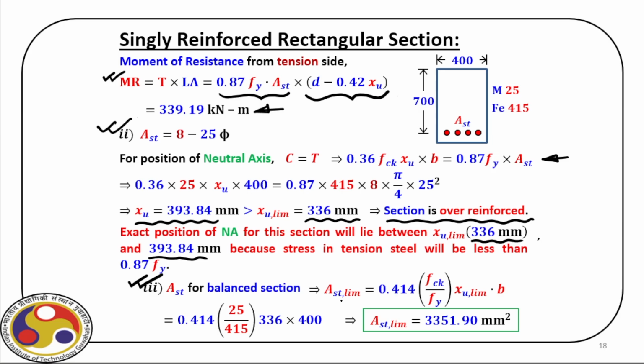So first, what we do, we find out AST limit. We have already discussed this expression, AST limit. And for that balance section, the amount of steel we straight away figure out from the given material properties, and what we get is 3351.90 millimeter square is the AST required for the balance section.